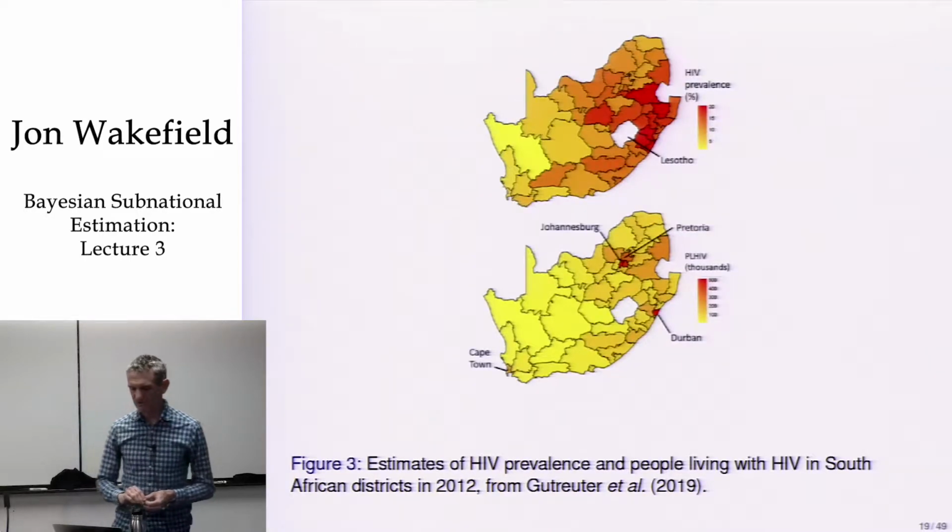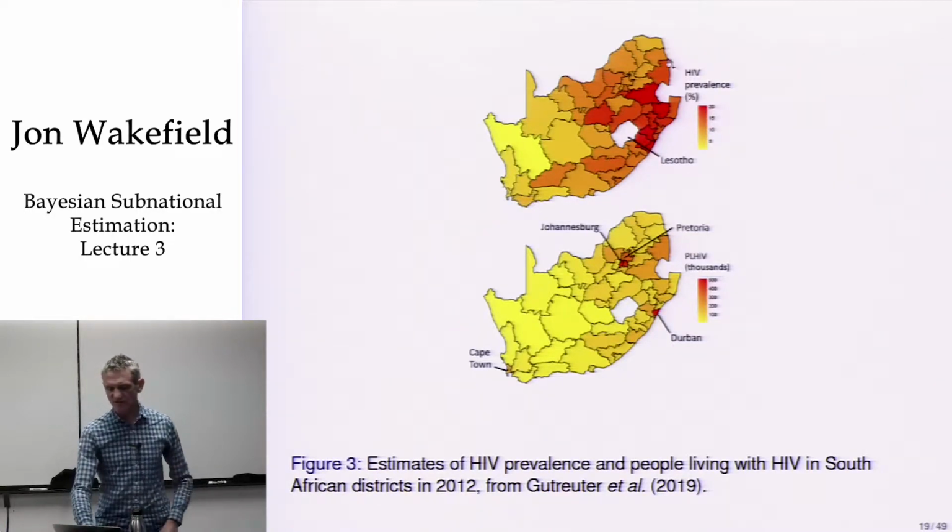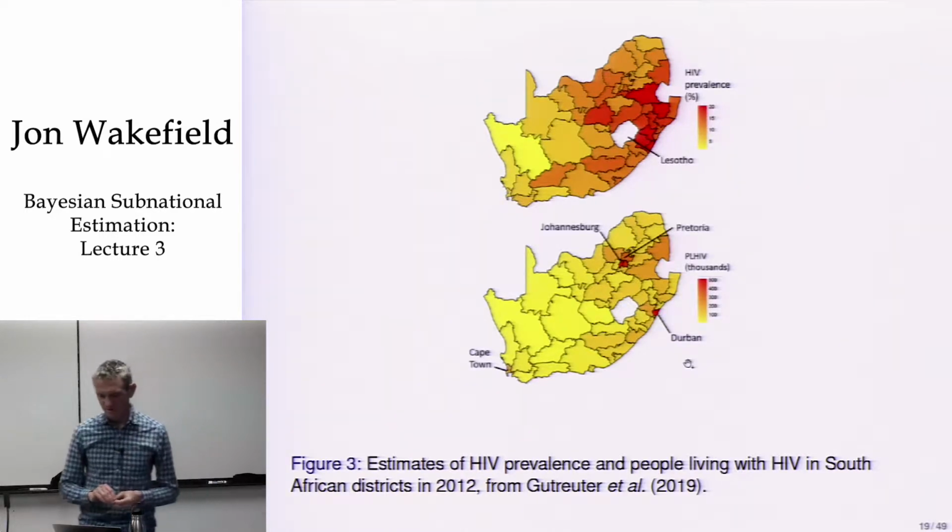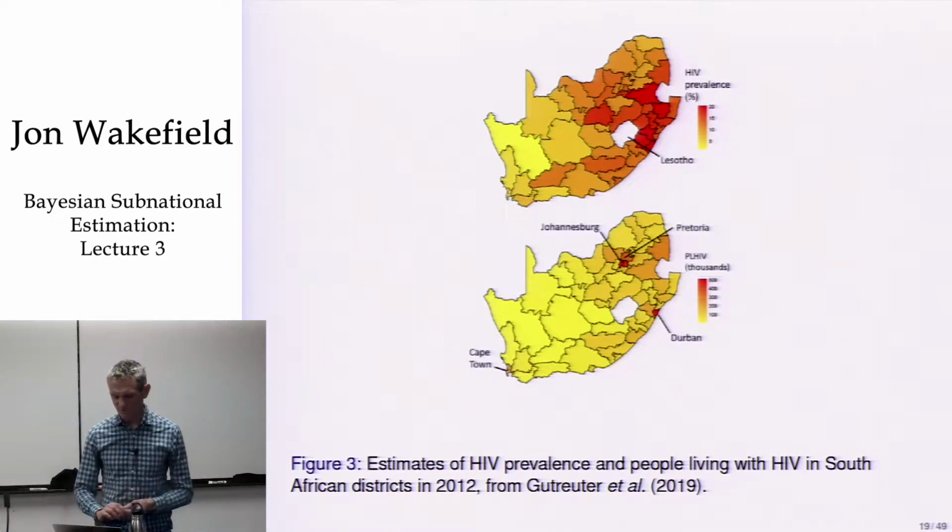And this just maps two outcomes, HIV prevalence at the top, so these are the smooth estimates, and then these are actually people living with HIV. That's more like a total we were interested in there.